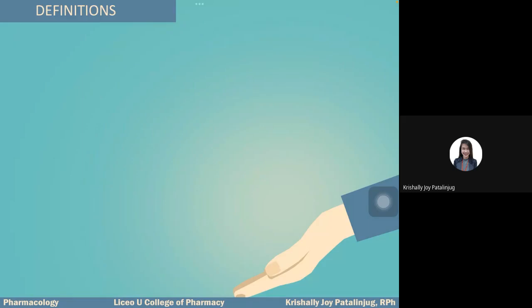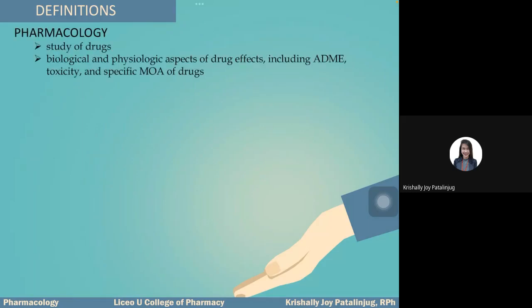So we'll begin with the definition of terms. When I say pharmacology, this is all about drugs. In pharmacology, this covers a lot of aspects, but focusing on the core, all about drugs effects. So that includes ADME, absorption, distribution, metabolism, and excretion. This is being covered by one of the primary branch of pharmacology. That's pharmacokinetics.